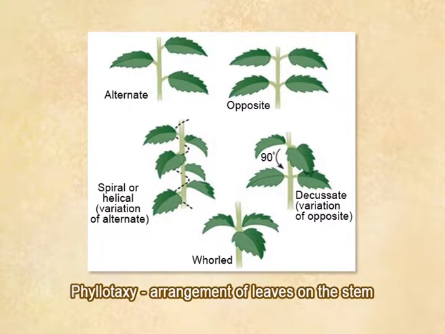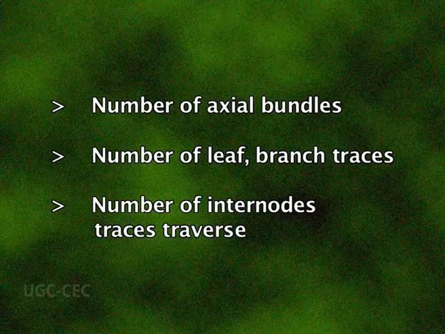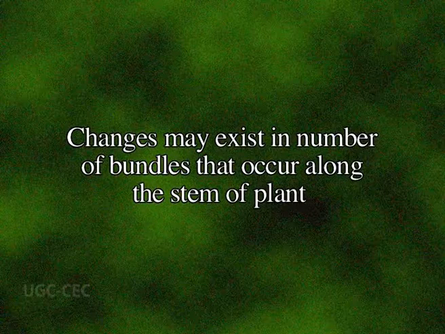The number of bundles at a given level of the stem is determined by the phyllotaxy, the number of axial bundles, the number of leaf and branch traces, and the number of internodes the traces traverse. There may exist certain changes in the number of bundles along the stem of one plant. For example, in the cross section of the stem that develops first, the lowermost portion, the number of bundles is less than that seen in the cross sections of higher portions. A further decrease in the number is also seen in the portion prior to the development of floral primordia.